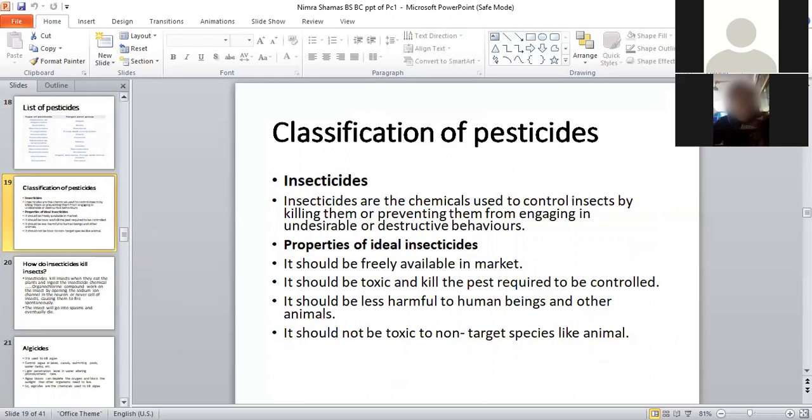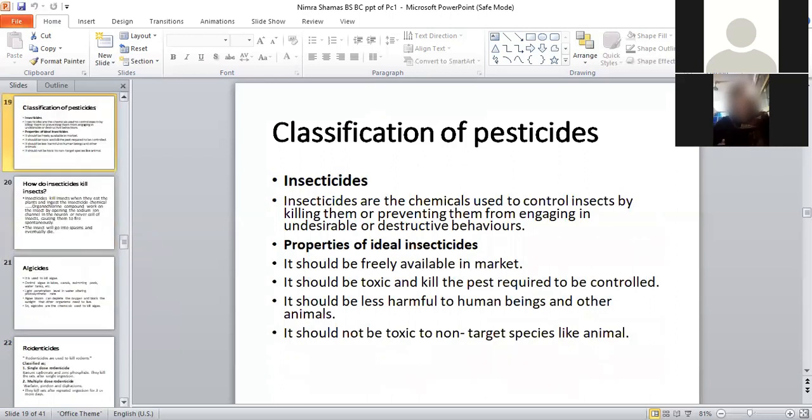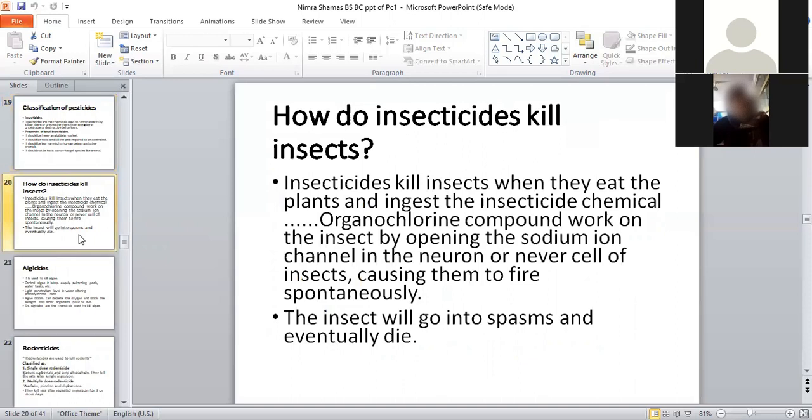There is a classification of some pesticides here, like the insecticide. Insecticides are chemicals or a method to control insects by killing them or by preventing them from engaging in undesirable behavior. Insecticides are basically used to kill insects. There are many types, like locusts and many other types of insects. Properties of an ideal insecticide: it should be freely available in the market, it should be toxic enough to kill the pest, it should be less harmful to human beings, the environment and animals, and it should not be toxic to non-targeted animals, meaning that it should be toxic only to the targeted animal.